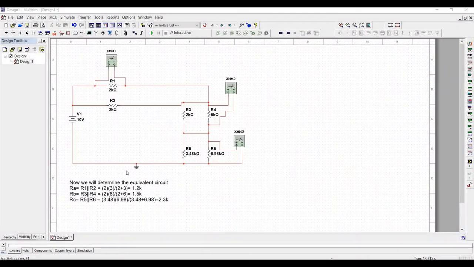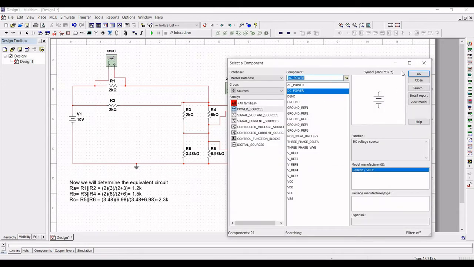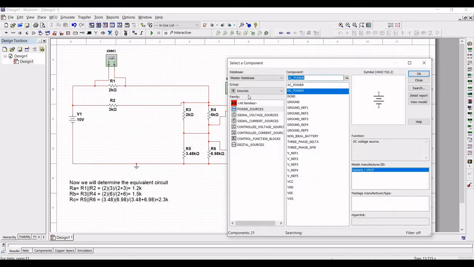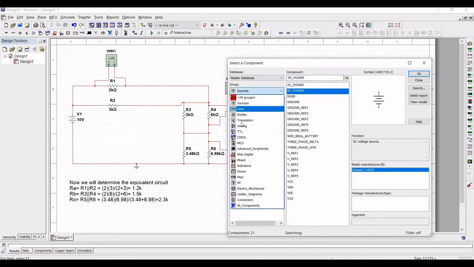Now we will determine the equivalent circuit. Resistance R1 and R2 are in parallel, R3 and R4 are in parallel, and R5 and R6 are in parallel. And we have calculated the equivalent resistance, which is 1.2 kilo ohm, 1.5 kilo ohm and 2.3 kilo ohm. Now click on source and select the DC power source. Place this particular DC power source on the schematic.